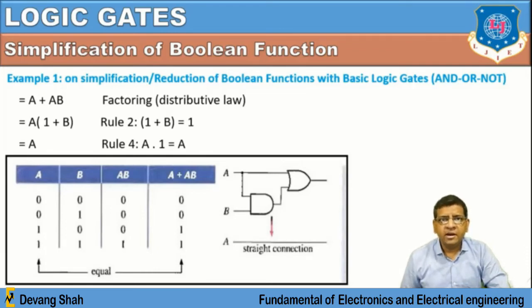So simplification of this Boolean function means what? The same output you can also realize with the least number of logic gates, with the least number of wires. So A plus AB requires two gates, one is an AND gate and another one is an OR gate. But once you simplify it, the answer is A. So that means it's just a single straight wire that's required.